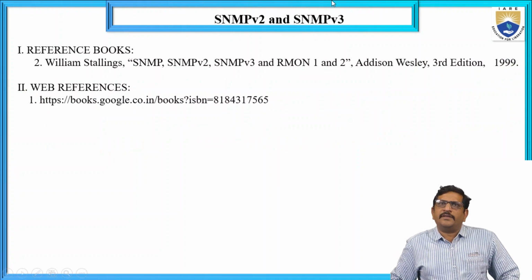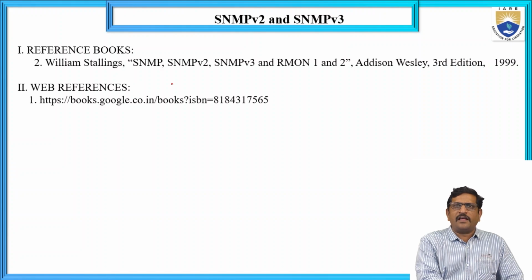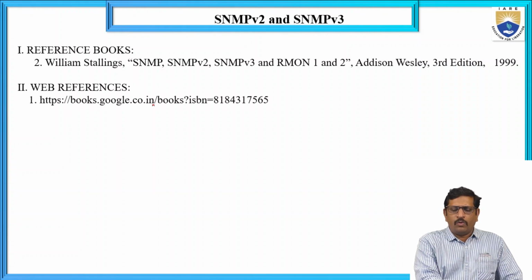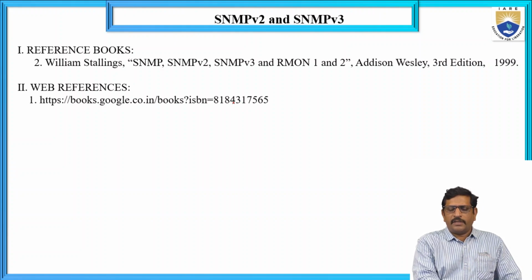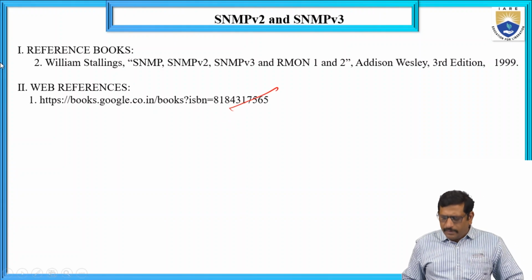Here the reference for this topic is the textbook by William Stallings, SNMPv2, SNMPv3 and RMON 1 and 2. And the web reference is books.google.co.in. So this is the ISBN number. So this is the web reference for this topic.